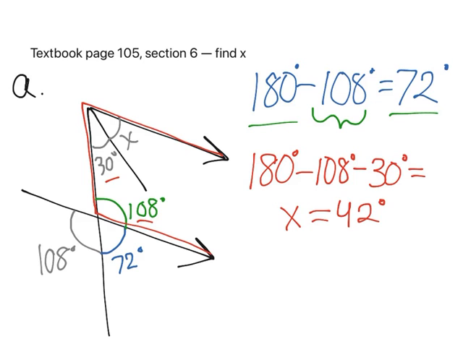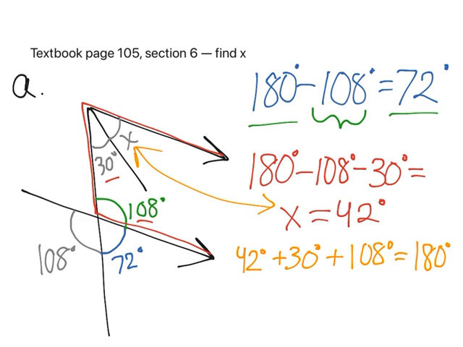If we wanted to, again, reverse engineer this, we could take 42 degrees plus 30 degrees plus 108 degrees, and guess what we would get? 180 degrees. So there we go. X equals 42. So again, we may think, oh, finding x, easy, we've been doing this. What's the problem? Well, we're just building upon it, thinking outside the box a little bit.